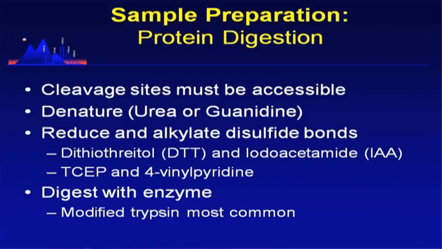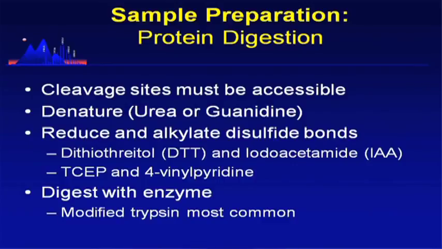How do we make this digestion most efficient? In order to have an efficient digestion, your cleavage sites, those are your lysines and arginines, must be accessible to the trypsin. So we have to fully denature our proteins before the digestion. We can do that either by running them in an SDS-PAGE gel, which is a very good way of denaturing your proteins, or if you're in a solution situation, you can use a denaturant such as urea or guanidine.